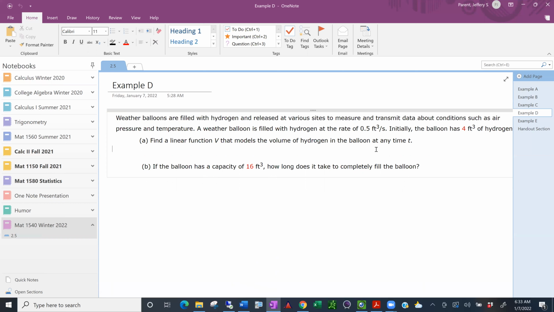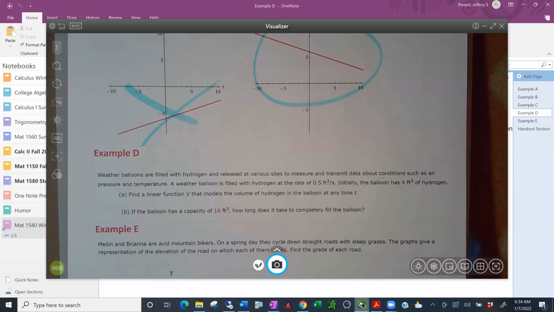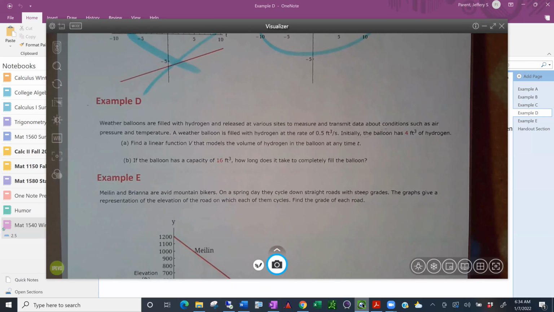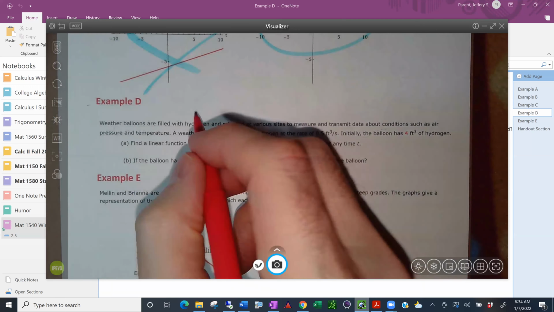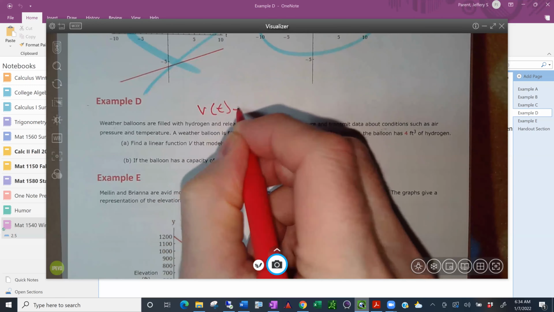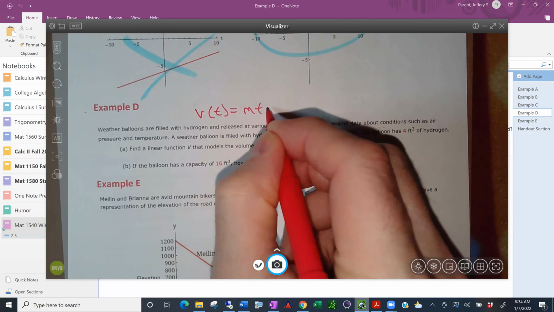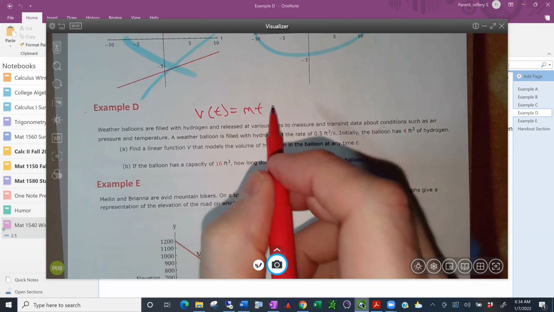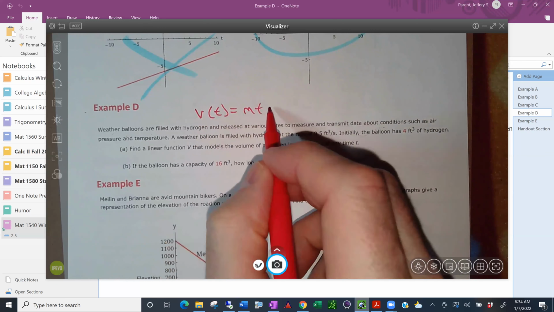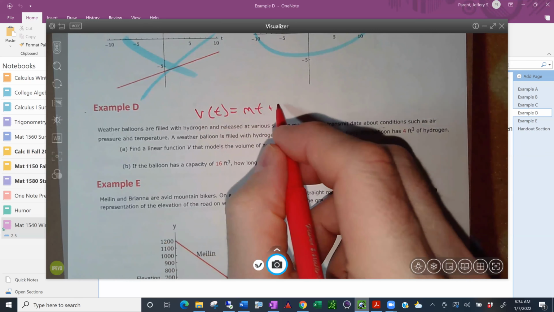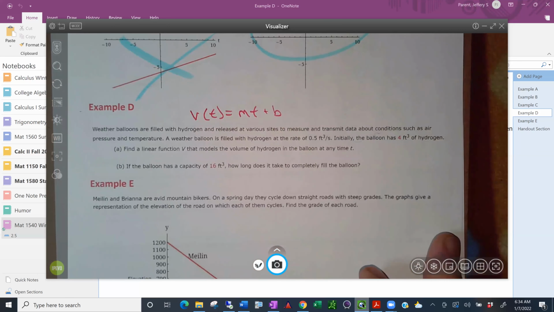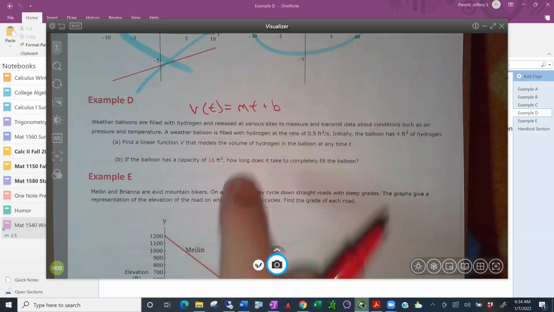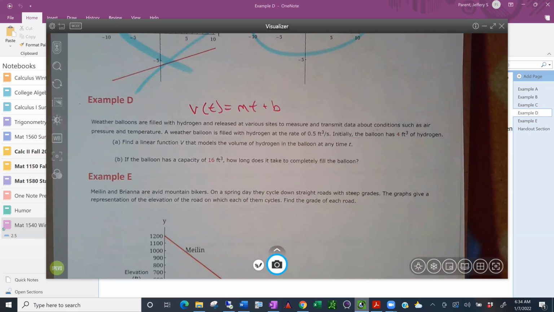Let's see if we can't come up with some linear models. So let's go back over to here. Our linear model is going to have 2 things. V of t is going to equal m times t. Remember, this is supposed to be some function of time. Volume depends on time. Plus your initial amount. I'll call it b. Now the m, the slope, is the rate at which this is being filled.